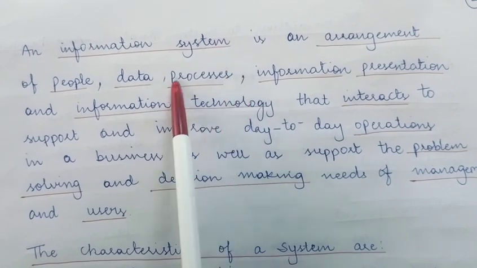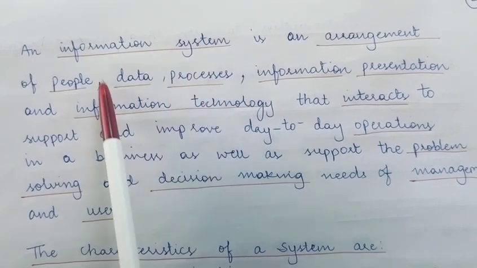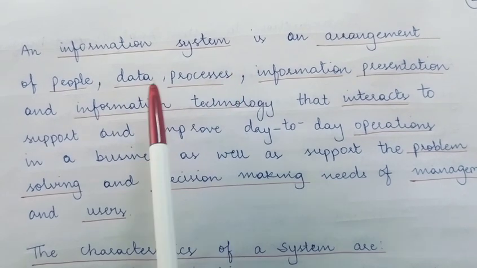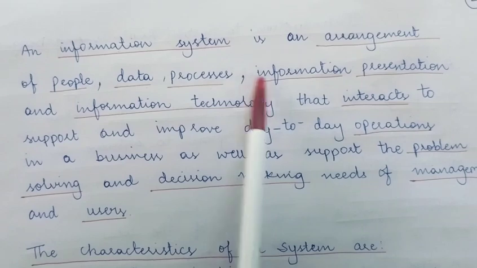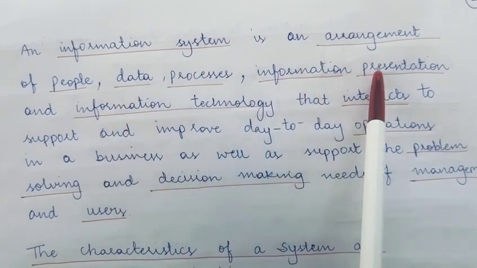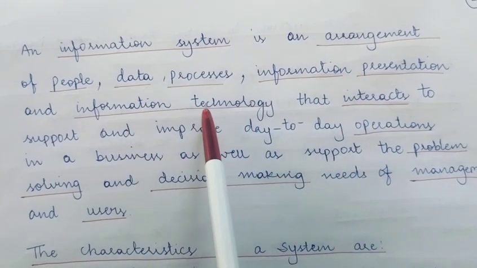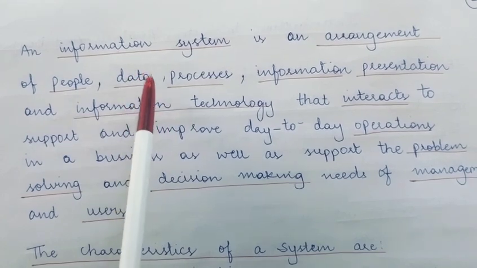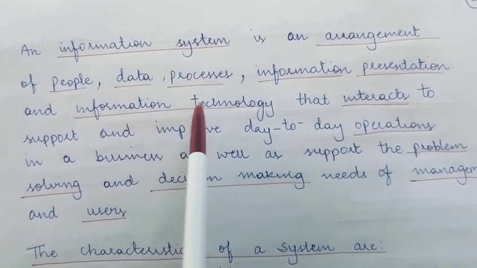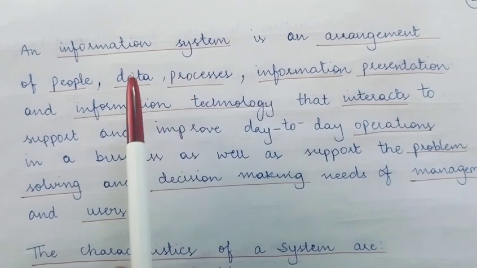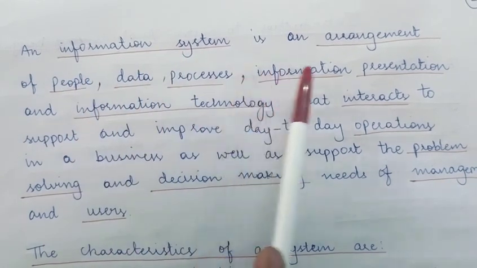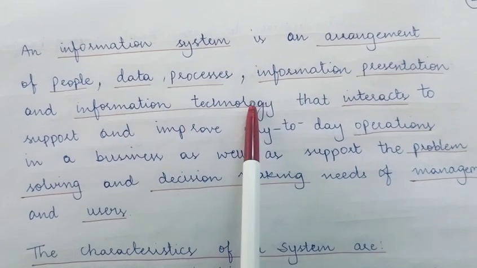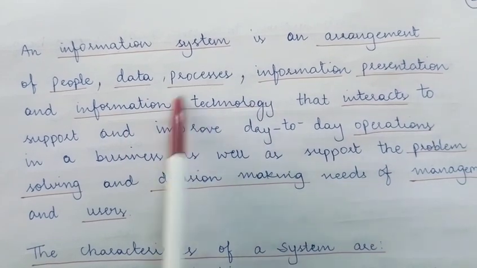You cannot process without data. So if the process comes first and data comes later, that would not work. There is a specific ordering of these components, and we have to arrange them in this specific order only, so that they function together properly. All these components relevant to an information system, which are the people, data, processes, information presentation, and information technology, are interacting with each other.